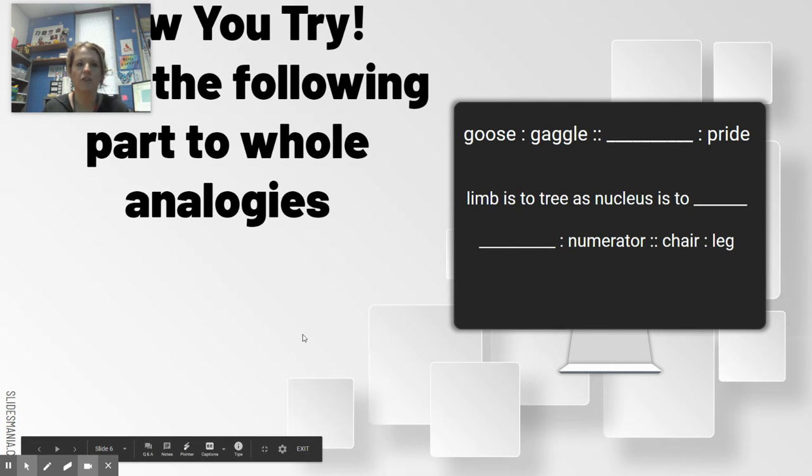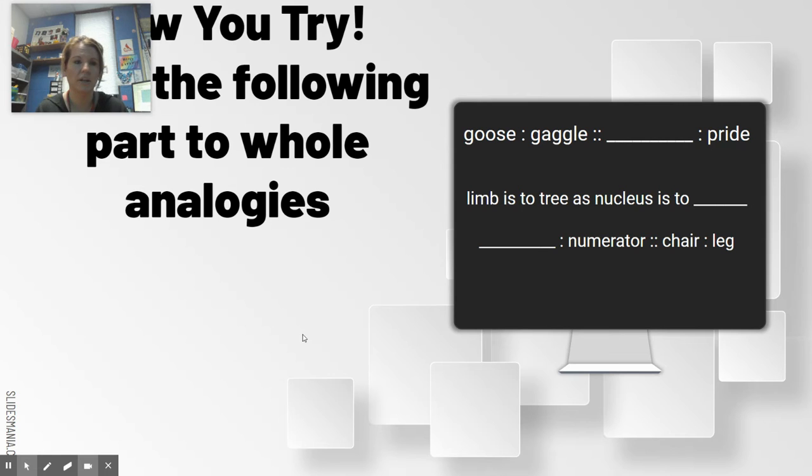Let's look. The following part to whole analogies. Goose is to gaggle. And if you don't know what that is, a goose is a part of a gaggle of geese. That's what you call a group of geese. As blank is to pride. Now we know that these are part to whole, so this would not be like pride that I take in myself, but like a group of something or a larger part of something. What do you think you would put in the blank?